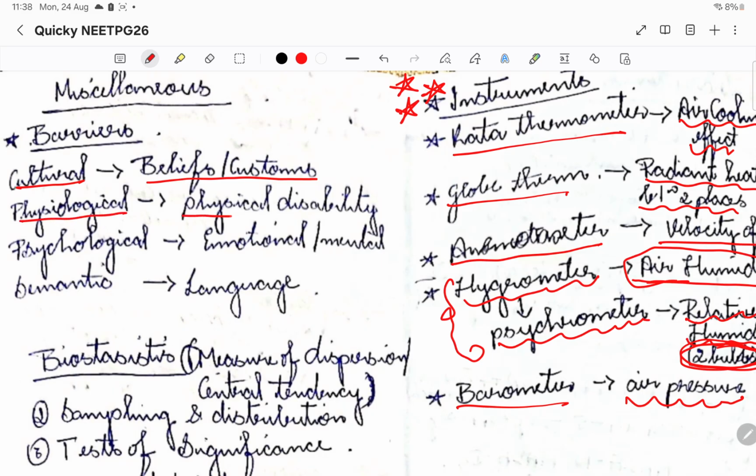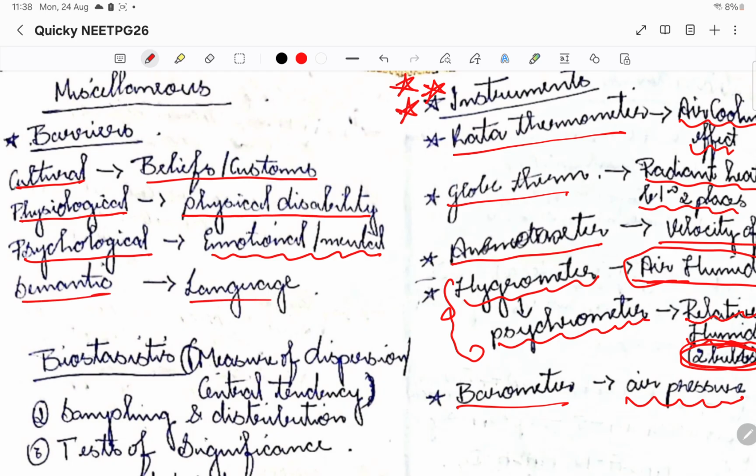Physiological is physical disability, meaning they wouldn't be able to come to our lecture or something like that. Physical disability will be there, or we wouldn't be having some mics, all these materialistic things will be there. So this disability is known as physiological barrier. Then psychological is emotional or mental differences. This is quite different from cultural barrier. Emotionally and mentally it is a different thing. So please be aware of these two differences.